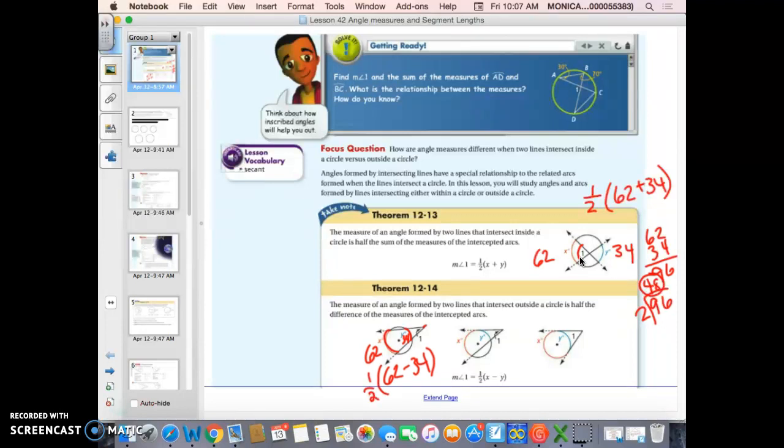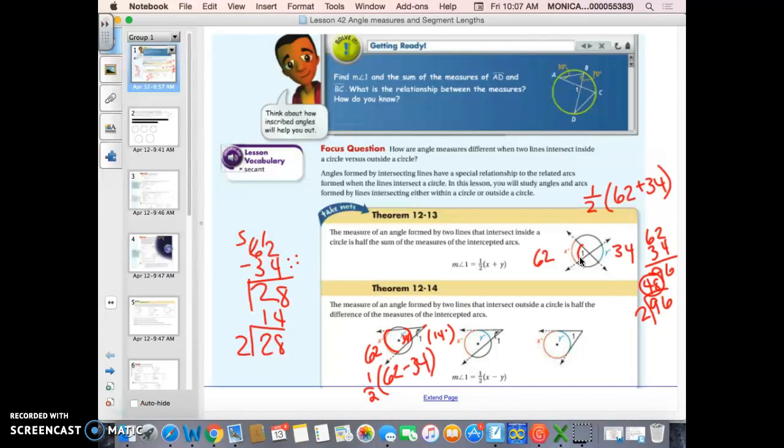And I'll work it out over here. So 62 minus 34 is 28, and 28 divided by 2 is 14. So that would be an angle measure of 14 right here. 14 degrees. All right, and you can see that there's several different ways that these will look.